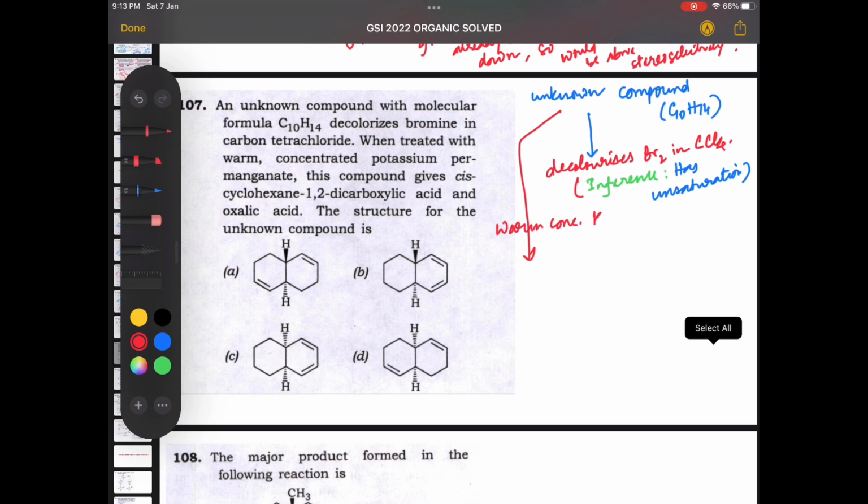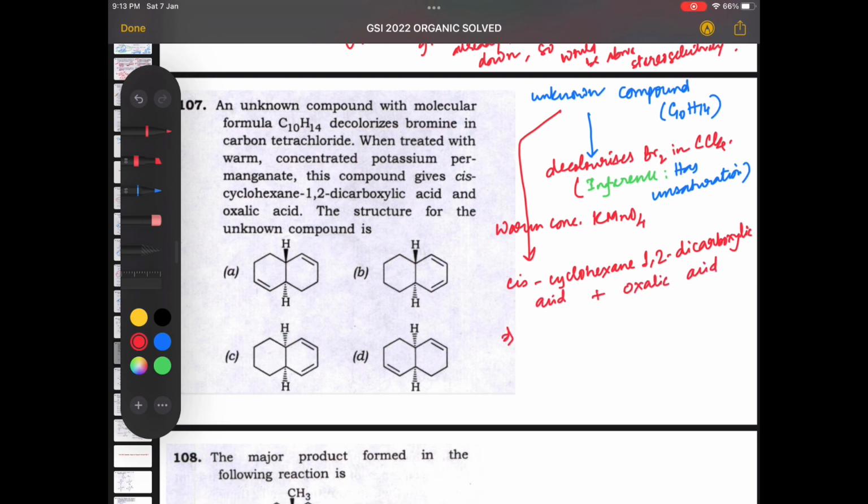Another piece of information given is that on reacting with warm concentrated KMnO4, which is an oxidizing agent, it forms cis-cyclohexane-1,2-dicarboxylic acid and oxalic acid. Let us draw the structures of these 2 compounds. As you can see, for cis-cyclohexane-1,2-dicarboxylic acid, on the cis side, let us draw the carboxylic acids on the wedge side and H on the hash side, plus the oxalic acid.